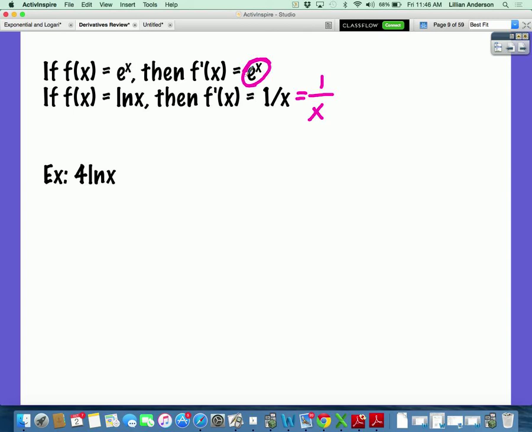So whenever you see ln of x and you take the derivative, it's going to be 1 over x. So here, this is basically just 4 times the ln of x, and the derivative of ln of x is just 1 over x. So this would just be 4 over x. That's your derivative.